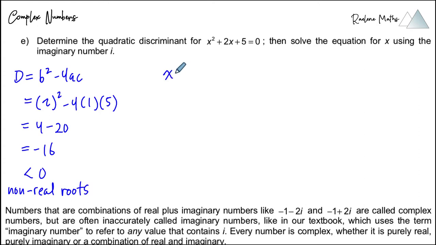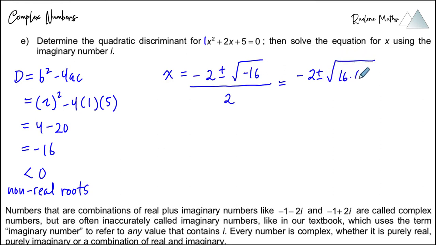So if we use the quadratic formula, x equals negative b, so x equals negative 2 plus or minus the square root of the discriminant, which is negative 16, all divided by 2 times a, which is 2 times 1, which is 2. Similarly, we can rewrite the negative 16 as 16 times negative 1, and pull apart those two square roots, so x is equal to negative 2 plus or minus the square root of 16 times the square root of negative 1. The square root of 16 is 4, and the square root of negative 1 is called i.